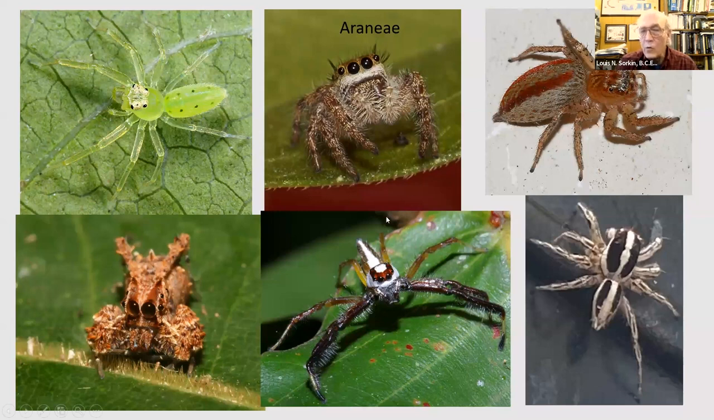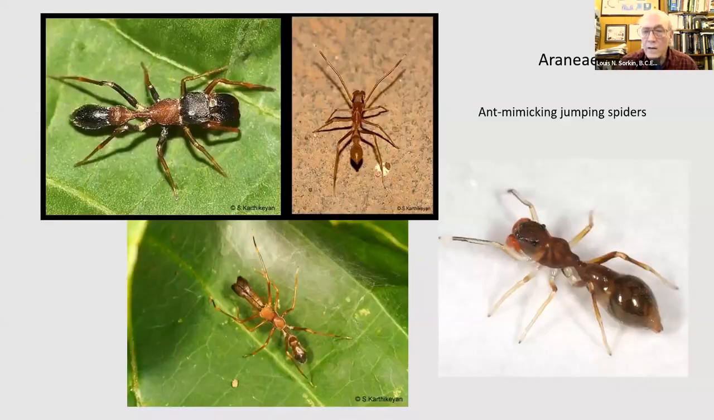And they're very different from all the other six eyes because they're able to focus and move the retina inside this eye in order to focus. Sometimes if you look at them, you'll see fluttering going on in the eye. That's because they're trying to focus on you. There's many of the ant-mimicking jumping spiders here.